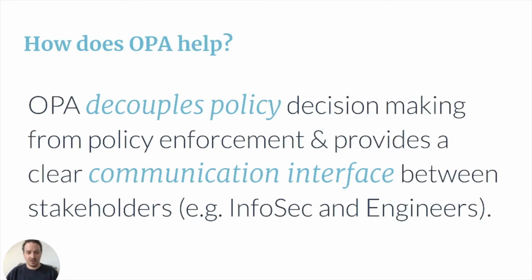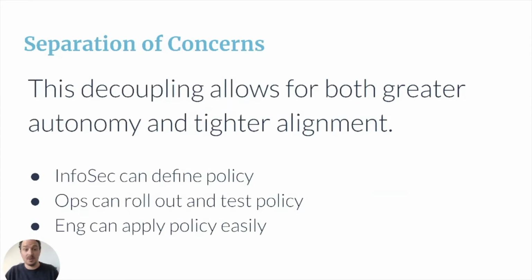So how does OPA help? Well, the key here is OPA decouples the policy decision making, what the policy itself is, from how it's enforced within the system, and provides clear communication between the stakeholders: InfoSec, who are creating the policies or will be very heavily involved as a stakeholder in those policies, and your engineers and ops teams, who put that in place and then enforce it, so the teams that this applies to. So it decouples those, allowing both groups to have autonomy, but also tighter alignment. This decoupling, as with many types of loose coupling, allows for greater autonomy and tighter alignment.